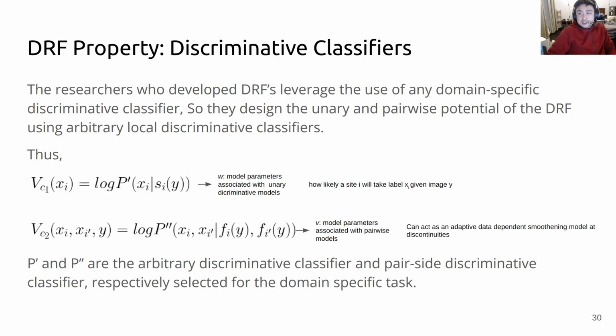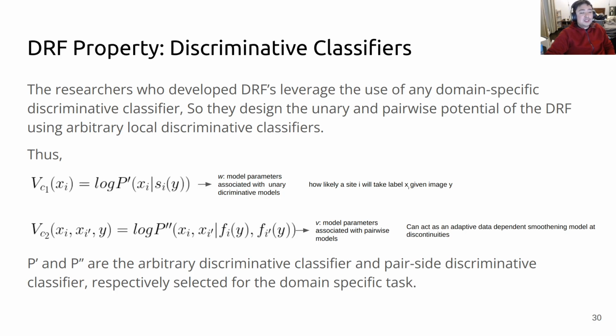So that's pretty much a conditional random field. If we discuss discriminative random fields as described by the paper that I mentioned, the researchers who developed discriminative random fields leverage the use of domain-specific discriminative classifiers so that they can design their unary and pairwise potentials with arbitrary local discriminative classifiers. So you can use any classifier to describe the clique potentials.